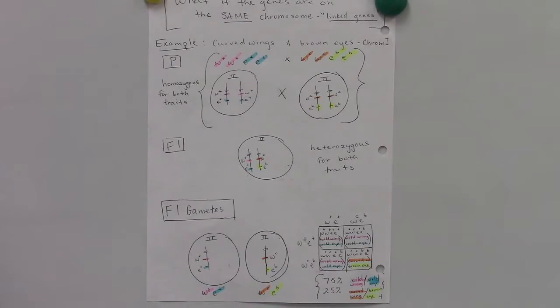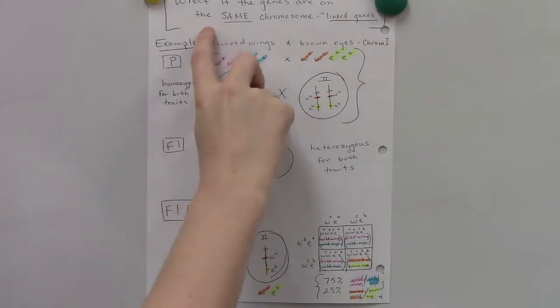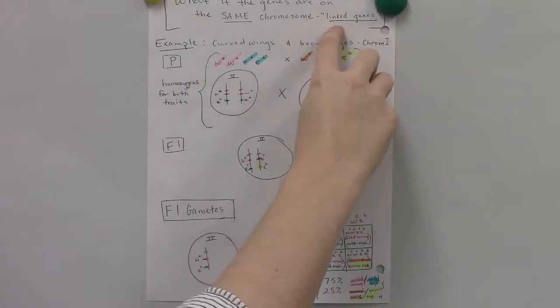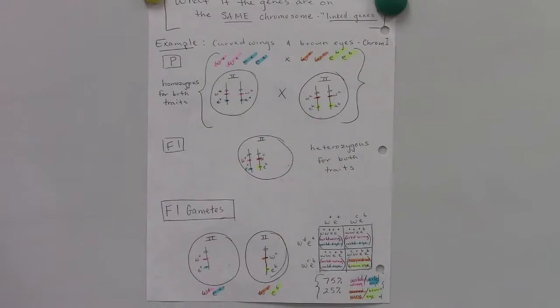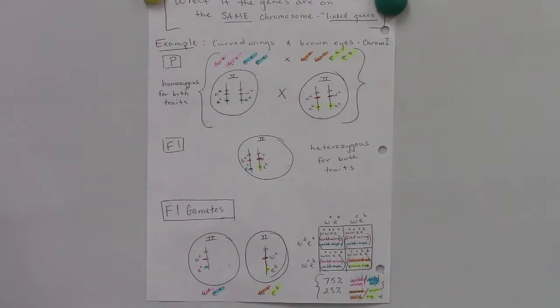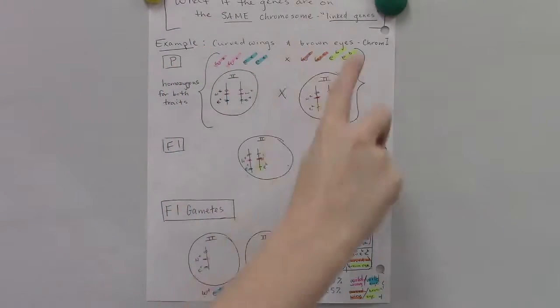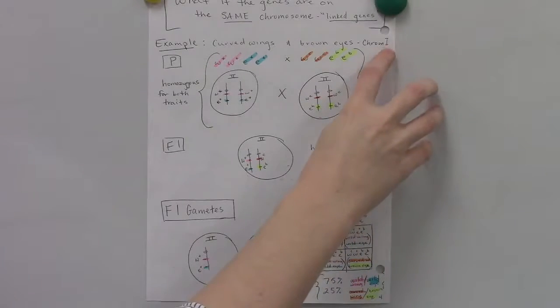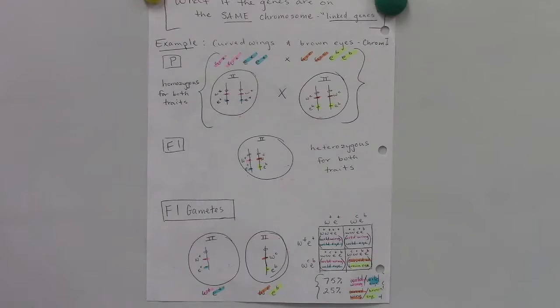But what if the genes are on the same chromosome? The word for this is called linked genes. Genes are linked, again, if they're found on the same chromosome. So, my example in this case is curved wings and brown eyes. The genes for both of these traits can be found on chromosome number 1 in flies.